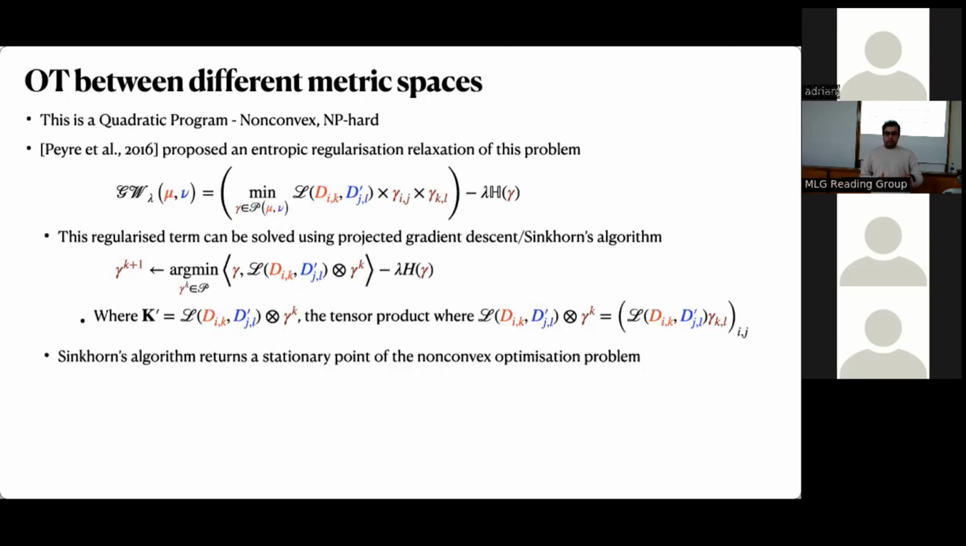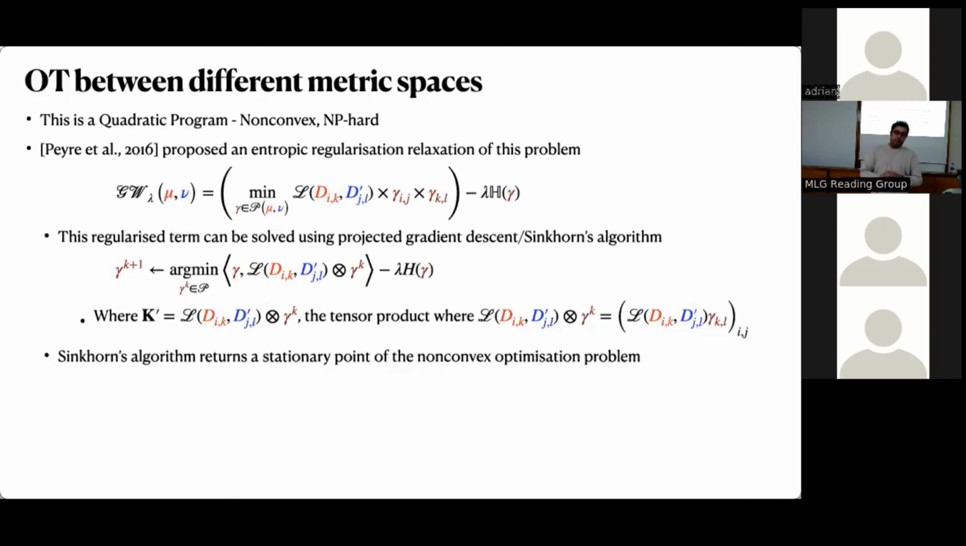But now the constraint is that you can solve this generally, but two issues happen. The first is that it's a non-convex problem now. There's no reason that Sinkhorn's algorithm would converge to a local minimum or even a stationary point. It might never converge. And the second issue is that you have this really complicated tensor product between the loss between two distances and the coupling that in general might be quite hard to computationally calculate.